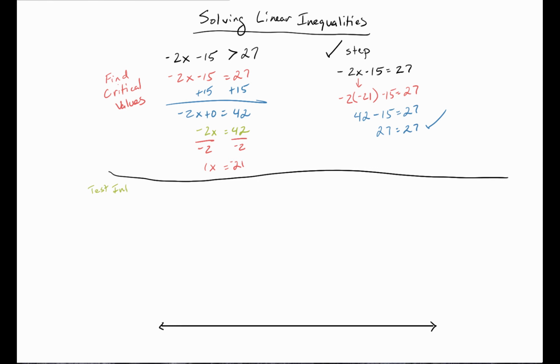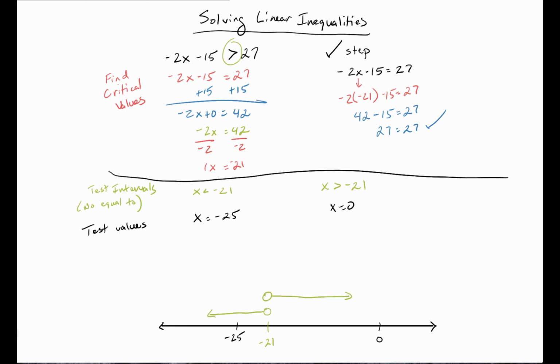And then from there, we're going to look at our test intervals. If these two expressions are equal at x equals negative 21, then our solution set is either going to be when x is less than negative 21 or when x is greater than negative 21. The equals is not going to be part of the solution set because of that greater than sign. It's not greater than or equal to. So I graph out my solution sets on my number line, and now I'm going to pick some test values. For x less than negative 21, negative 25 works, and for x greater than negative 21, x equals 0. I always pick 0 if I can, because it's easy to plug in and easy to manipulate.